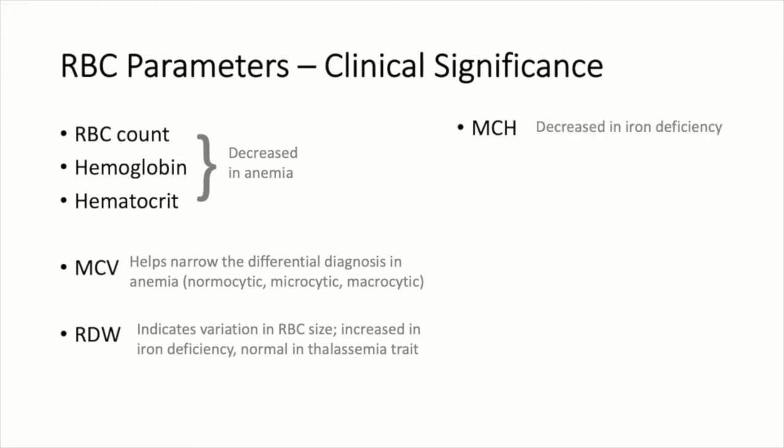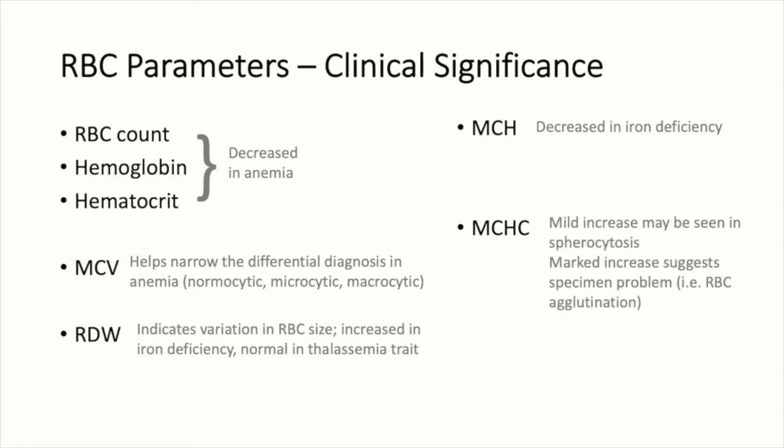MCH, or the mean corpuscular hemoglobin, this is going to be decreased in iron deficiency. And then MCHC, the mean corpuscular hemoglobin concentration, this is not as clinically useful. We may see a mild increase in patients that have an increased number of spherocytes. However, this parameter is a little bit more useful for troubleshooting in the laboratory. When we see a really marked increase in MCHC, that suggests a specimen problem such as red blood cell agglutination that's going to be further investigated and addressed before the results can be released.